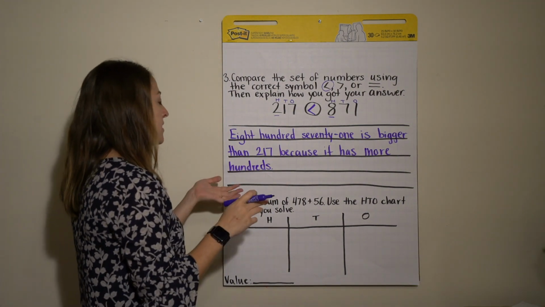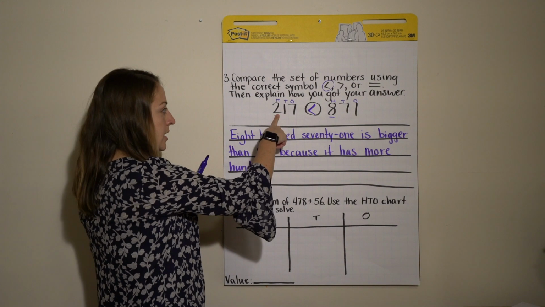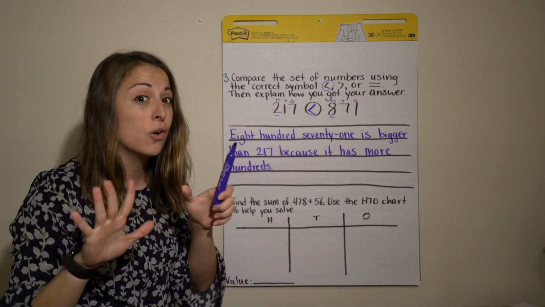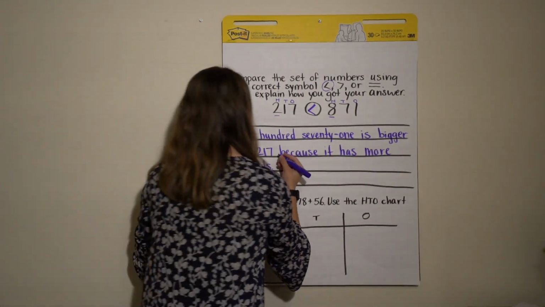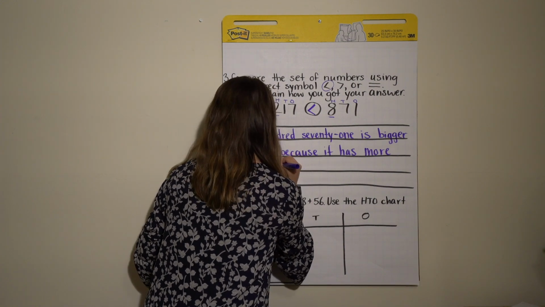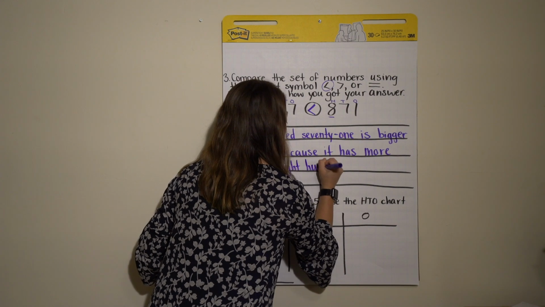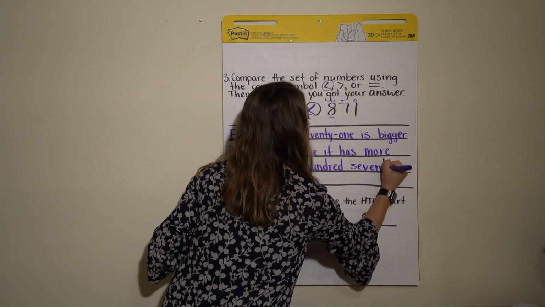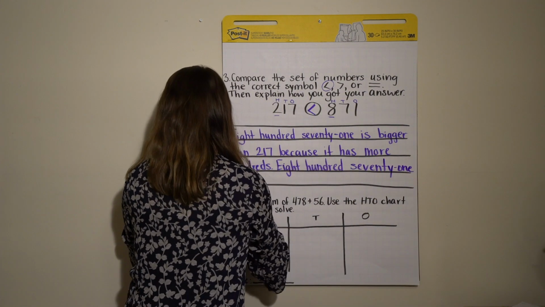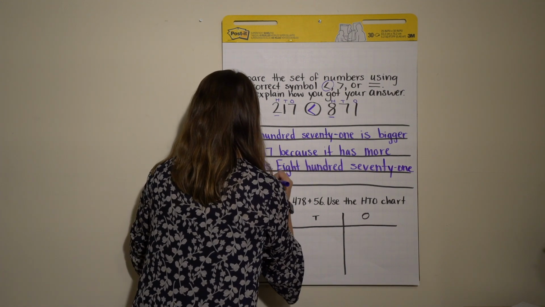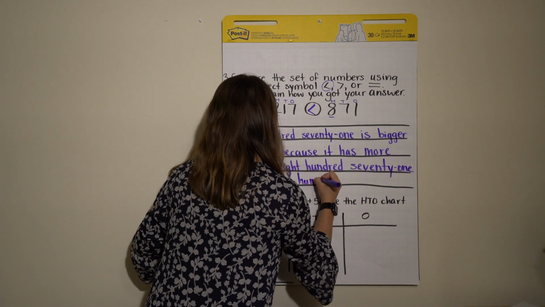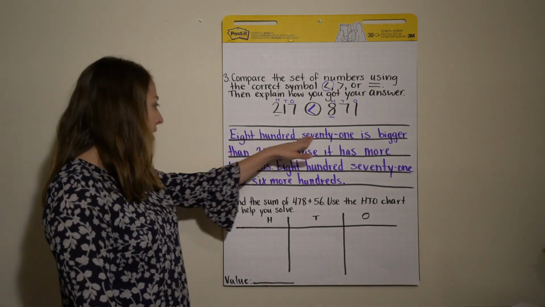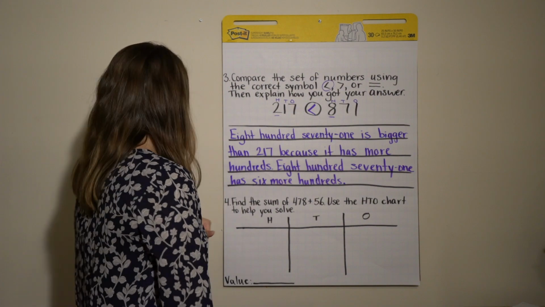Let's see, how many more hundreds does it have? Well, we have 8 here, and there's 2 hundreds here. So that means it has 2, 3, 4, 5, 6, 7, 8. It has 6 more hundreds than this does, okay? So 870 one has 6 more hundreds. Okay. And it's okay if you switch between writing it in words or just writing the number. That doesn't matter. All right.